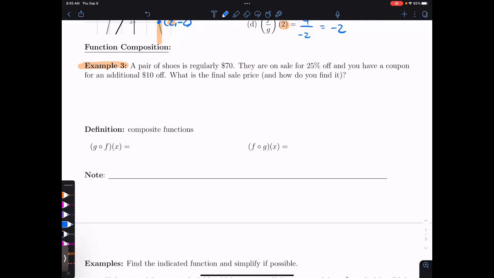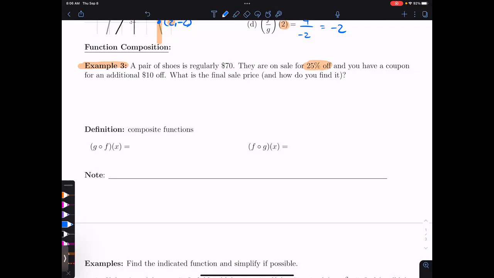A pair of shoes is $70 regularly. Okay, $70. They're on sale for 25% off, and you have a coupon for an additional $10 off. What is the final sale price, and how do you find it? What do we need to do? $70 by 1/4. Why 1/4? Okay, 25%.